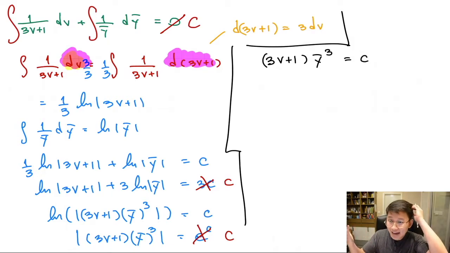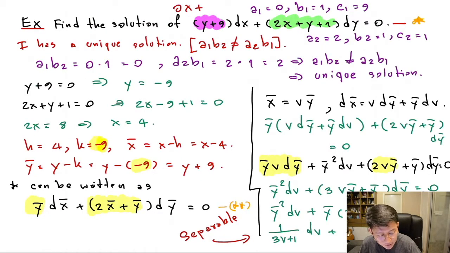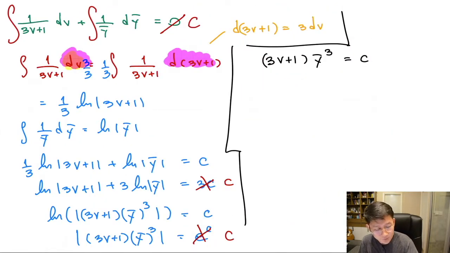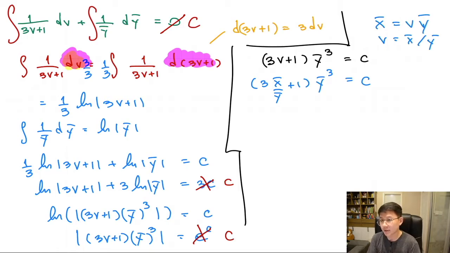And then we substitute back to the original variables. So before this, we let x bar be v y bar. So v is actually what? x bar divided by y bar. So what I have here is 3 x bar divided by y bar plus 1, y bar cubed equals c. Does it make sense?